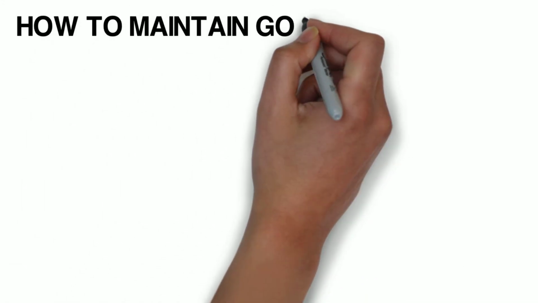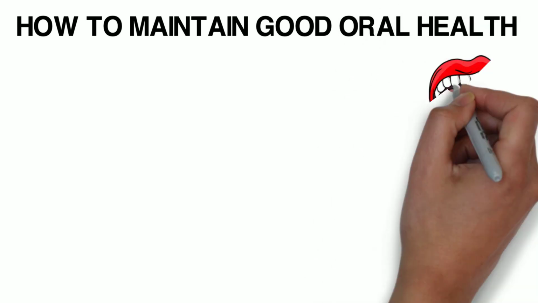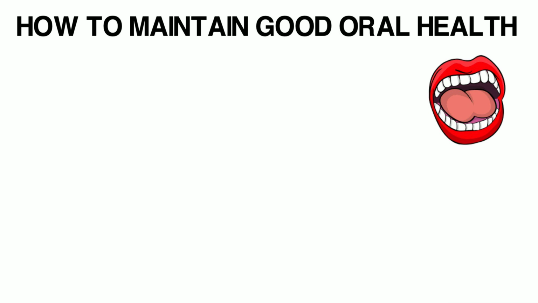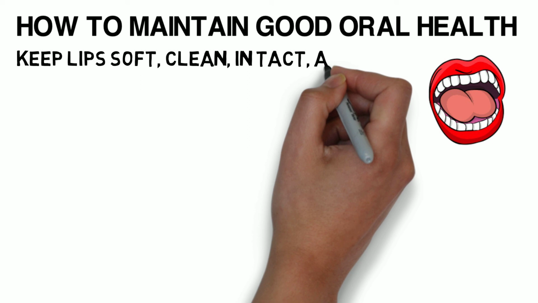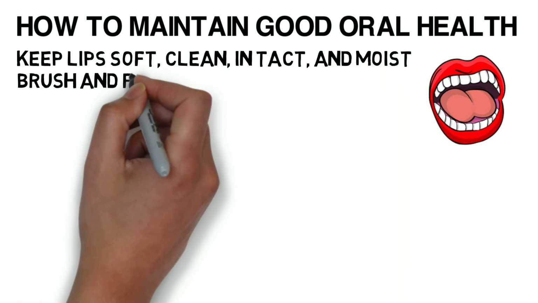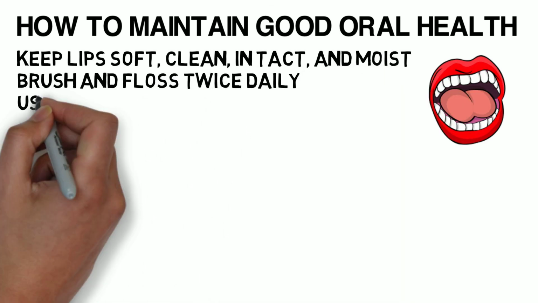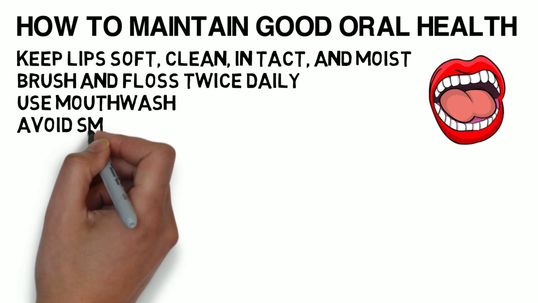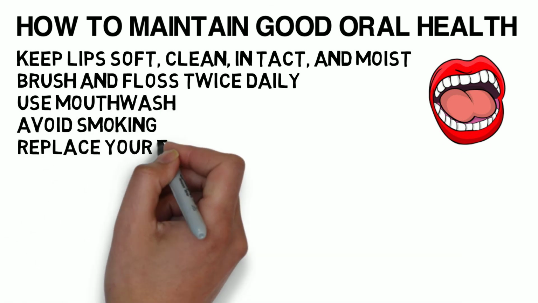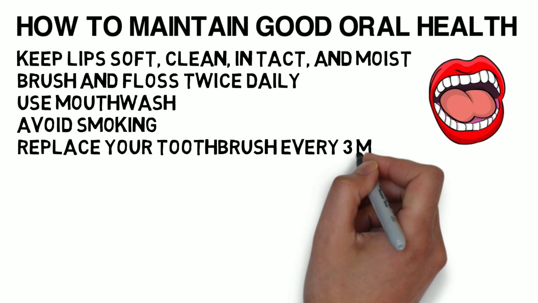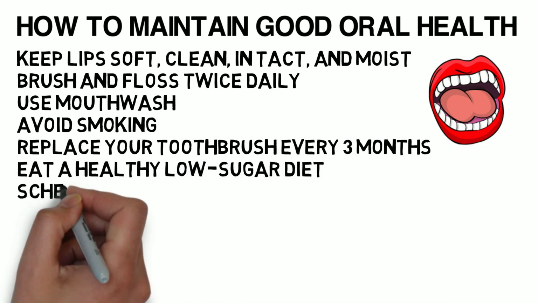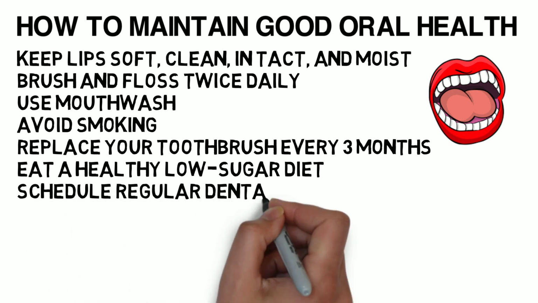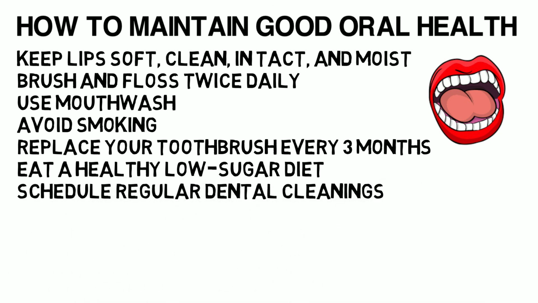Ways to improve your oral health. Oral care is really important for your health and wellness. To maintain a healthy mouth, try to keep the lips and mucosa soft, clean, intact, and moist. Brush and floss twice daily of your teeth or your dentures, and if you can't brush within 30 minutes after a meal, chew a piece of sugar-free gum. Use mouthwash. Avoid smoking. Replace your toothbrush every 3 months. Eat a healthy diet, limiting food with a lot of sugar. Schedule regular dental checkups and cleanings.